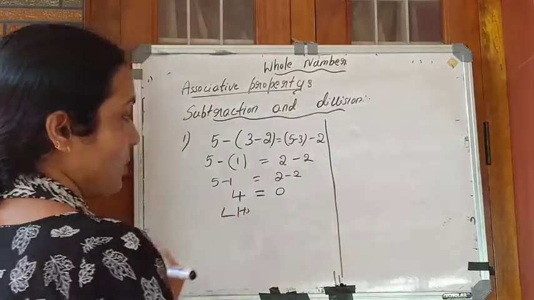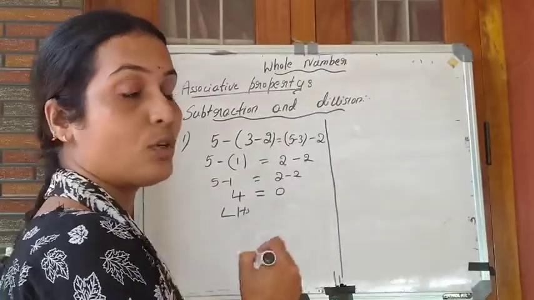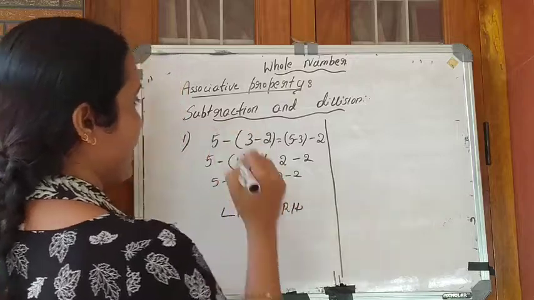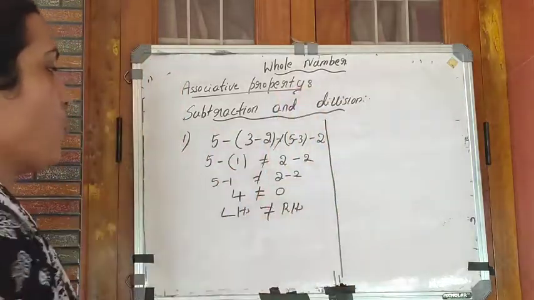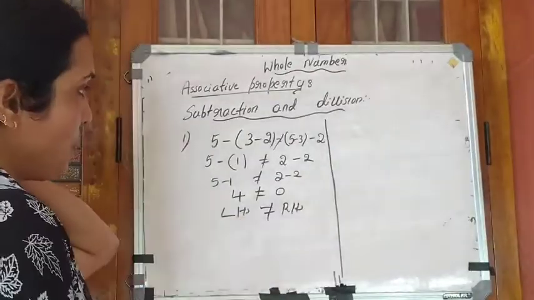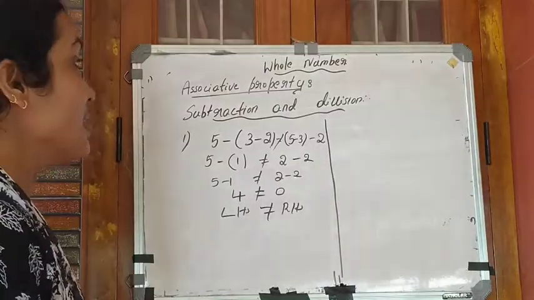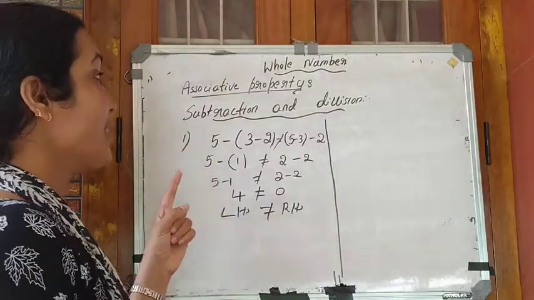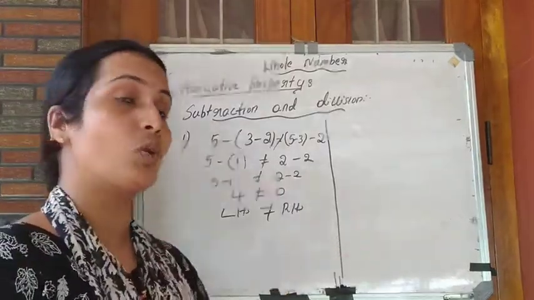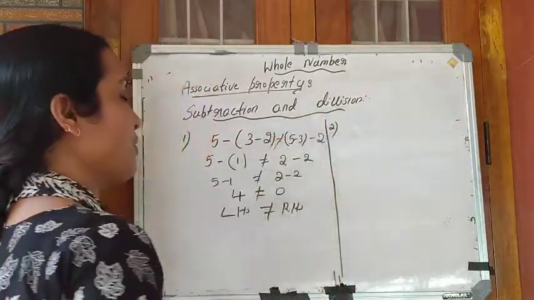Is this LHS equal to RHS? No. LHS is 4. RHS is 0. Both are not equal. LHS is not equal to RHS. Okay. So what is the conclusion? Therefore the conclusion is the associative property does not satisfy for subtraction of the whole number. I'll take one division problem.